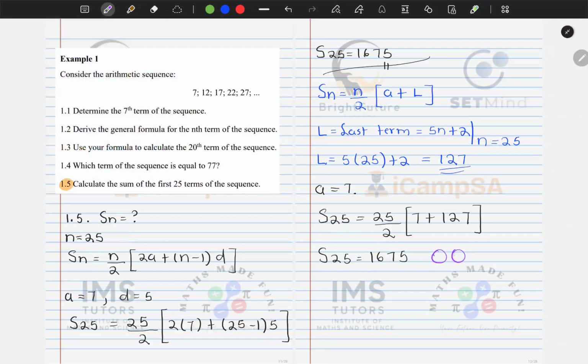Do you see that? I hope you do. You can work out your problems using either of the two formulas, depending on which one is convenient for you, but make sure that you are able to use both of them. This brings us to the end of example 1. Next, we will look at example 2.